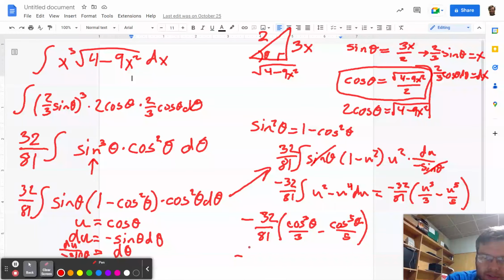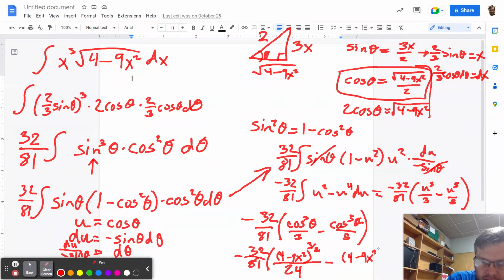So my final answer is negative 32 over 81. And then I have 4 minus 9x squared raised to the third power, so that would be to the 3 halves here. The 2 on the bottom got raised to the third power, so that's an 8. With the 3 already on the bottom makes 24. Then I have another 4 minus 9x squared. This one's raised to the 5 halves.